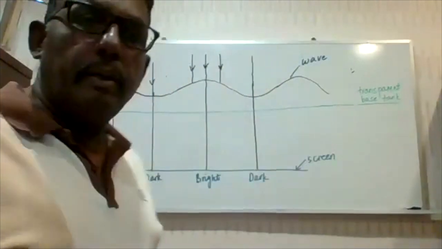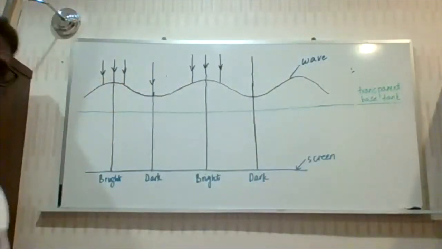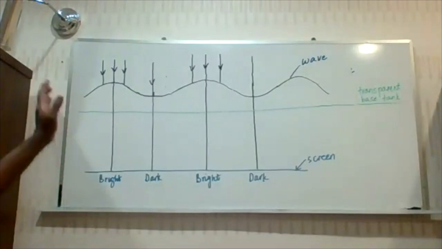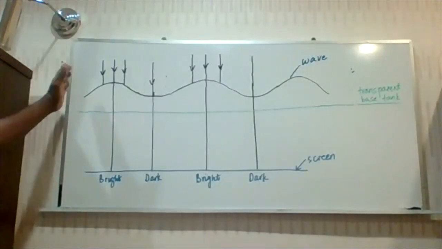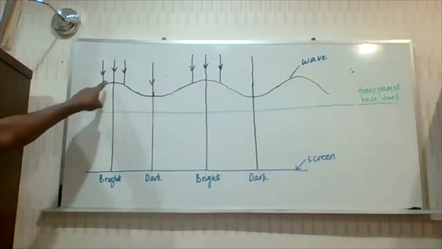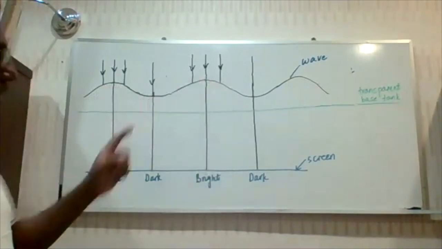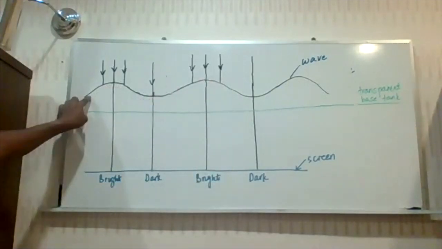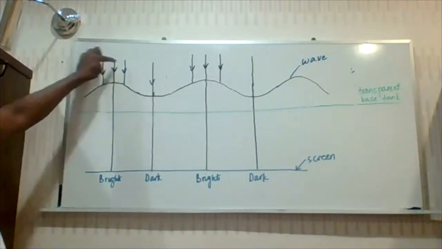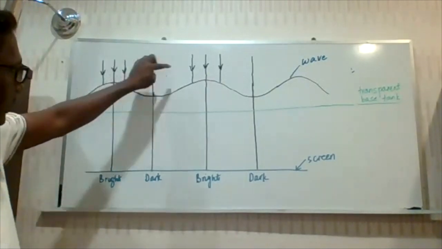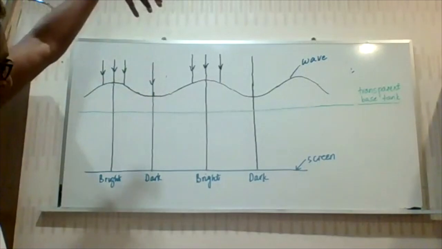All right. Now let's start answering this. So this is a question that is given to you. This is the profile of a wave. All of these, 1, 2, 3, represent light waves that are coming from the top.